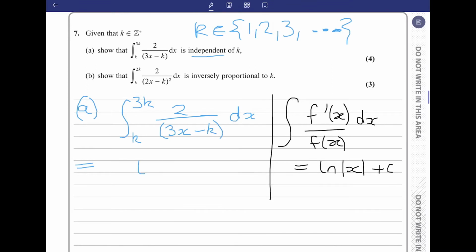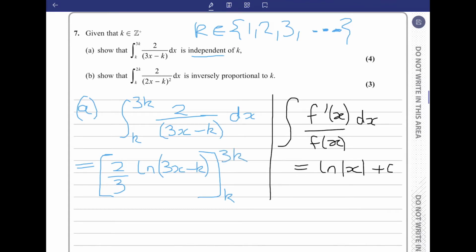So we have something that looks like the natural log of 3x minus k. But if we differentiate natural log of 3x minus k, we get 3 over 3x minus k. So we need to adjust it by this constant here. Now if we differentiate this, we get 2/3 times 3, which is 2, divided by 3x minus k. I hope that makes sense. This is one of those things where the more practice you get, the better you'll get at spotting them.